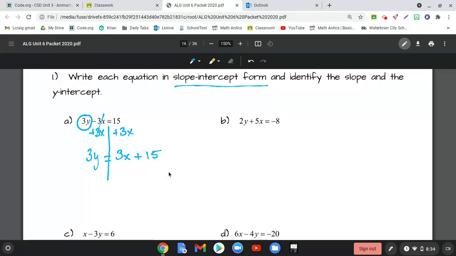All right, so next it doesn't say y equals yet. We have to get rid of this multiplying by 3. So we're going to divide everything by 3. Everything gets divided. So y equals 3x divided by 3 is just x, or 1x, plus 15 divided by 3 is 5. So now your slope would be 1, your y-intercept would be 5.